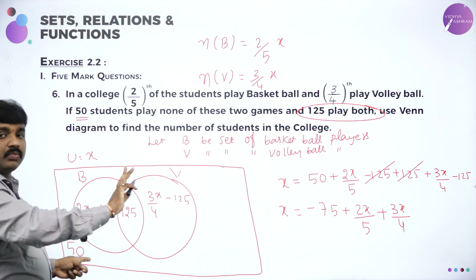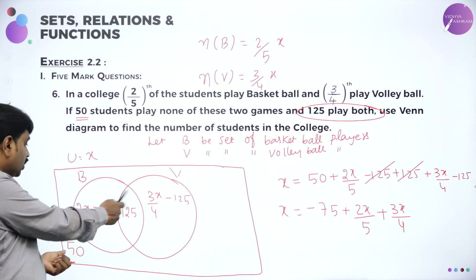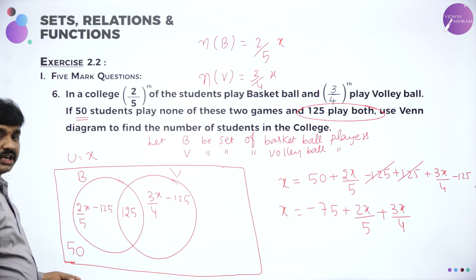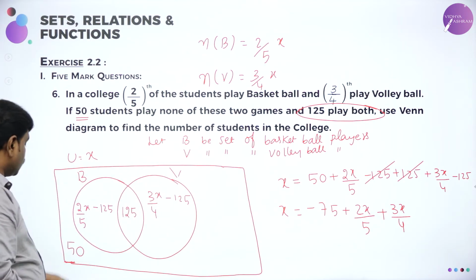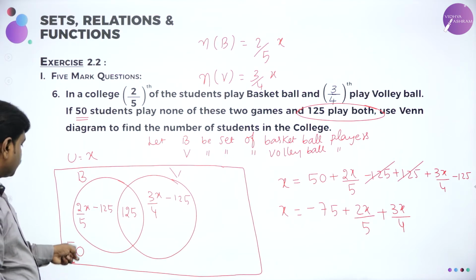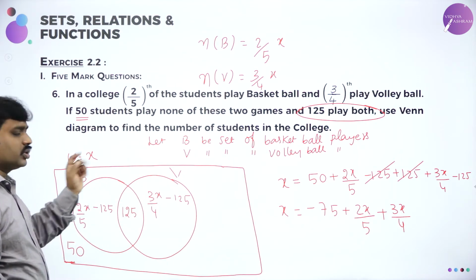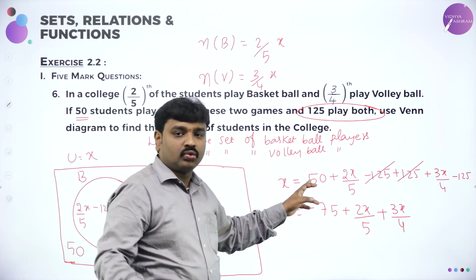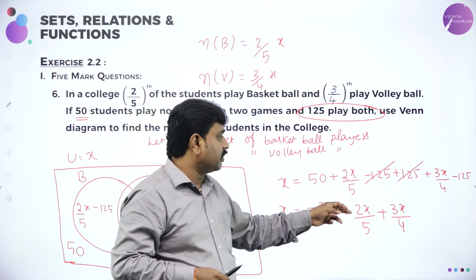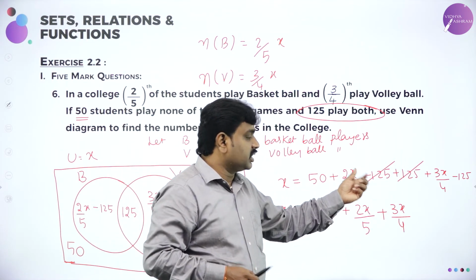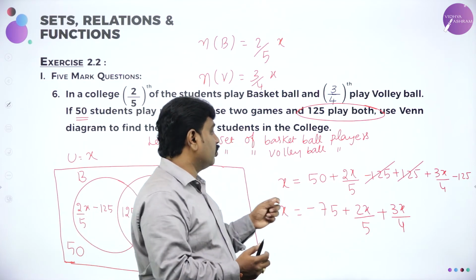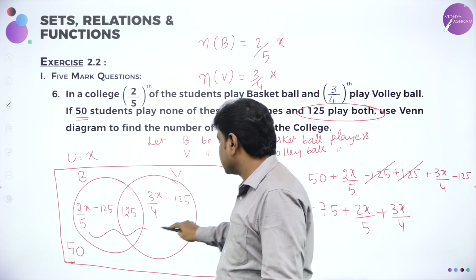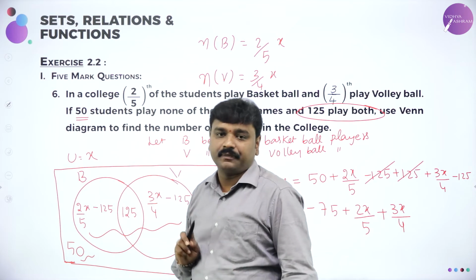Now 50 do not play either. If they do not belong to both the sets, we should put them outside, but inside the rectangle. So according to the Venn diagram, we should draw a perfect rectangle. Now this plus this plus this plus this, the sum of all, should be equal to the universal set. That's what I have taken from the diagram. X is the sum of all: 50 who do not play, 2/5 who play basketball, and 3/4 who play volleyball, but minus 125, plus 125 who play both, because already we counted 125 twice. From the diagram, the sum of all these things is the universal set.